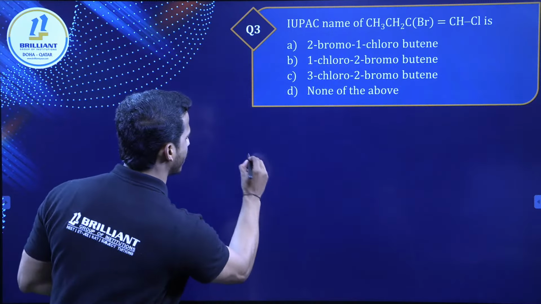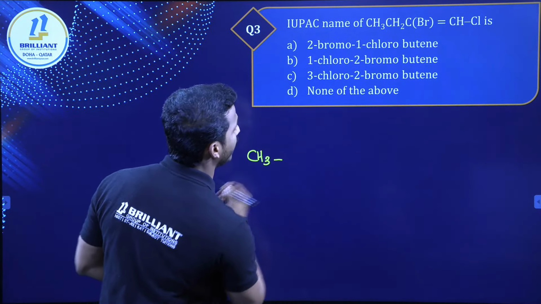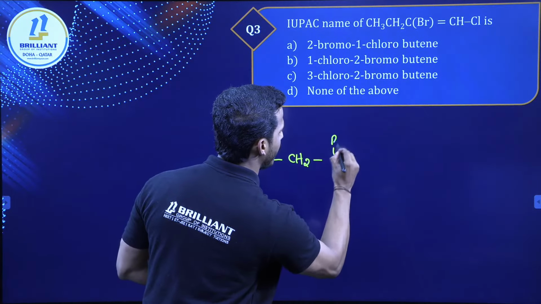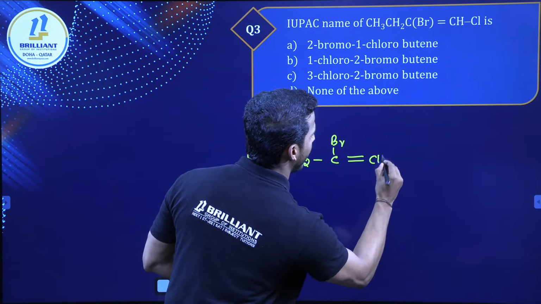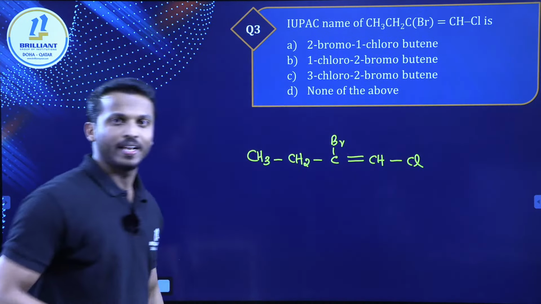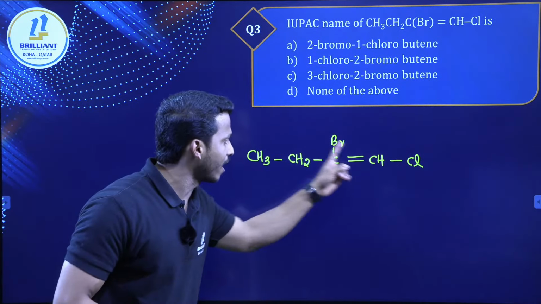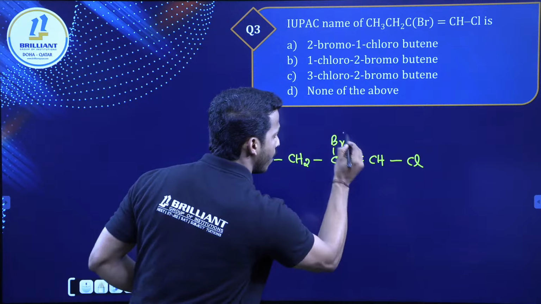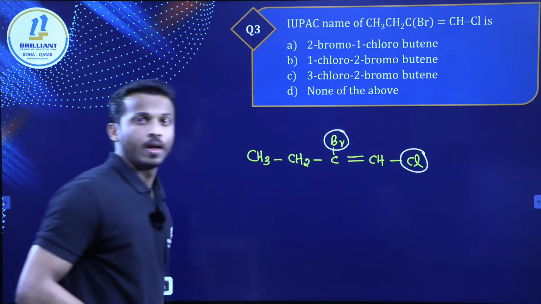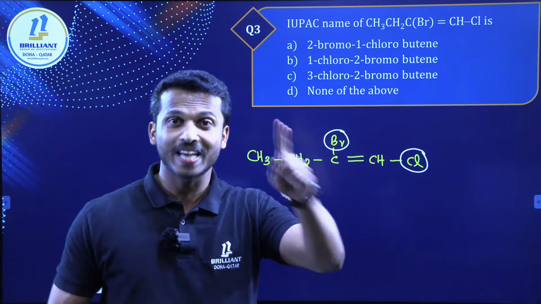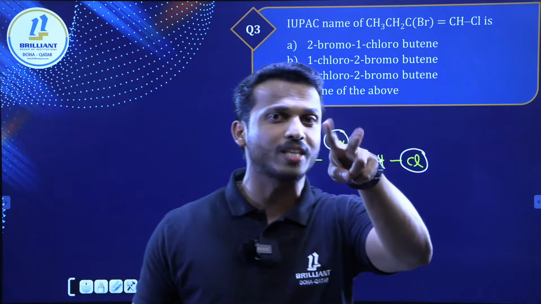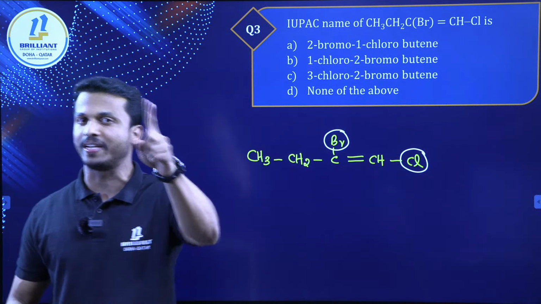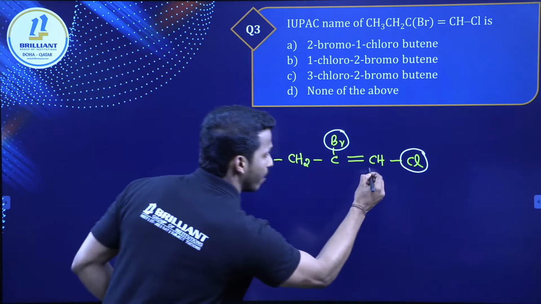I'm writing the structure completely: CH3, CH2, a carbon with Br and a double bond, CH along with the Cl. Dear all, halogens are there, bromine and chlorine. But there is also a double bond. Double bond or halogen, which one has the highest priority? The double bond has the highest priority. So we have to start numbering from this side.